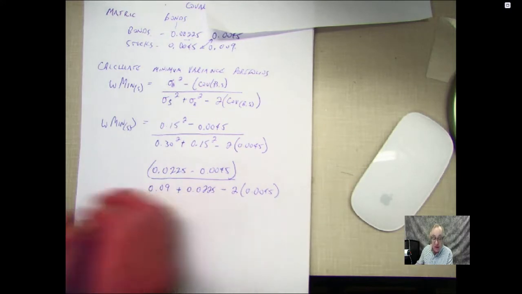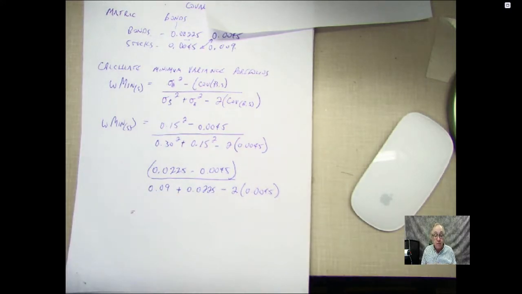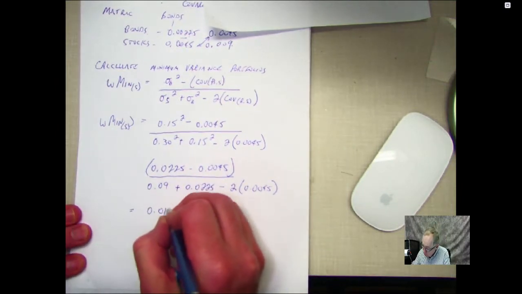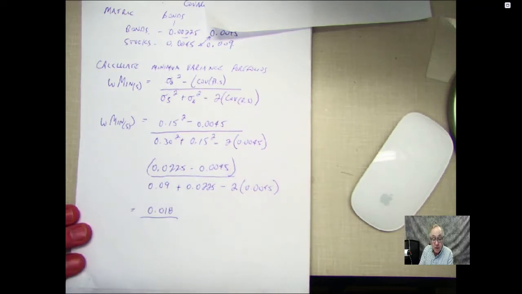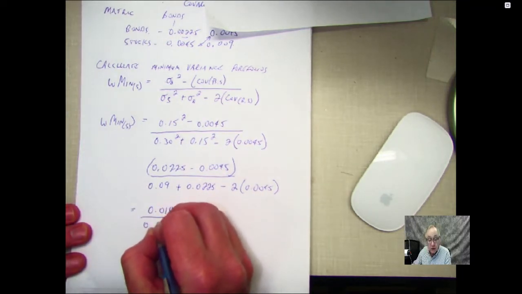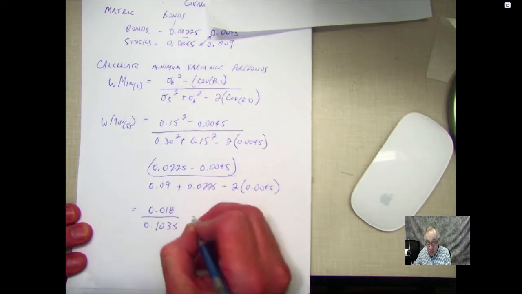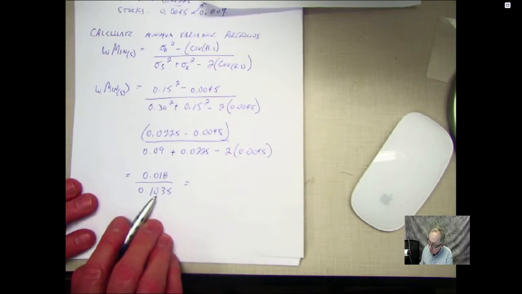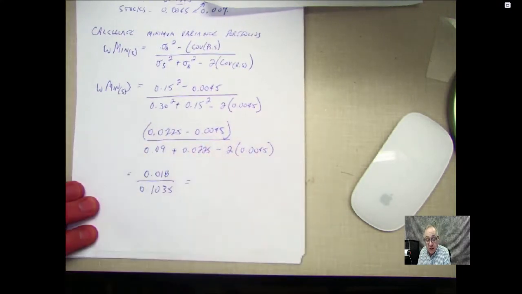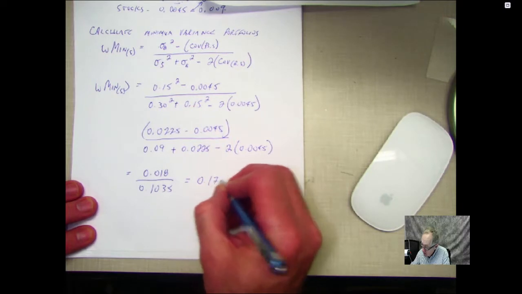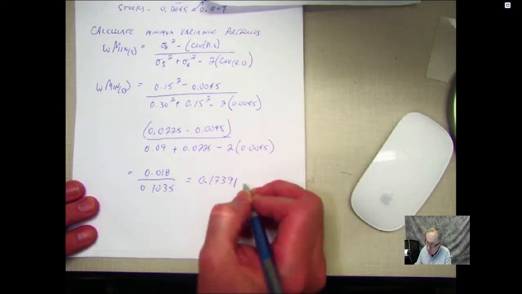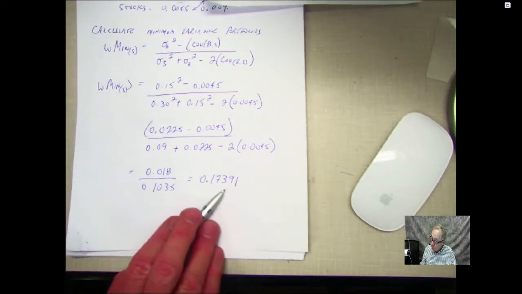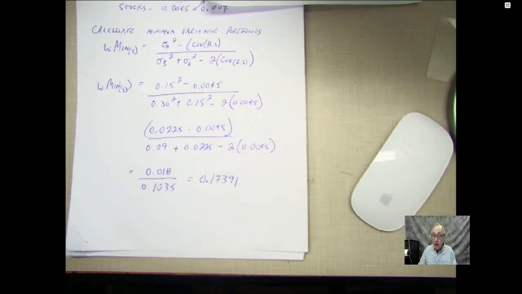So continuing with this, the numerator simplifies to 0.018, the denominator simplifies to 0.1035, and then the division of that, 0.018 divided by 0.1035, is 0.17391. So our minimum variance portfolio weight for stocks will be 0.17391. Okay.